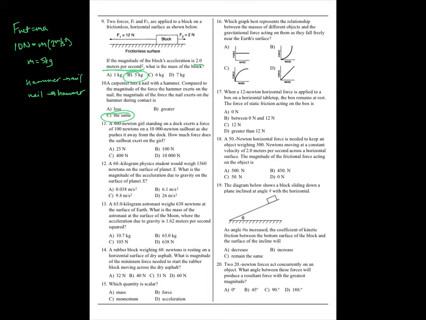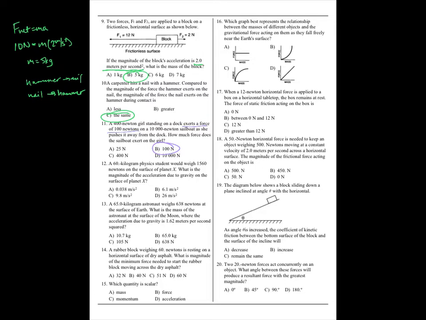Number 11. A 400 Newton girl standing on the dock exerts a force of 100 newtons on a 10,000 Newton sailboat as she pushes it away from the dock. How much force does the sailboat exert on the girl? So the girl exerts 100 on the boat. How much does the boat exert back on the girl? Also 100. So you need to read these carefully.